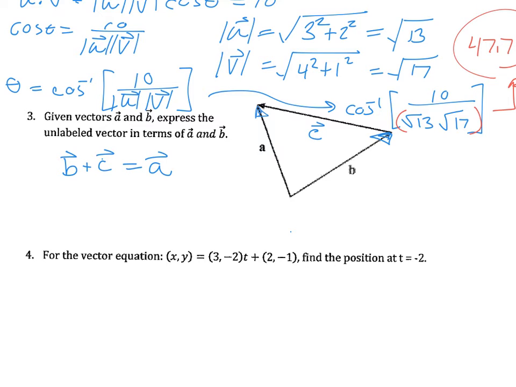But I'm supposed to express C, so then you just do the regular algebra. I can subtract B from both sides. So vector C equals A minus B. Nice.